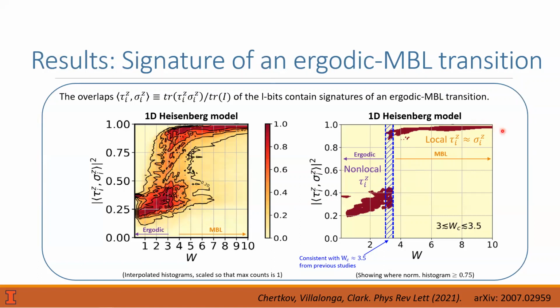And so you can see, as I was saying, basically all the L bits here, all the tau iz operators, are basically sigma iz. The overlap is basically 1. And then abruptly at some disorder strength, there's some kind of abrupt change where suddenly all of the operators are non-local and are not just sigma iz plus corrections. We could see this empirically, and it seemed to align very well with where the transition is expected to happen in the 1D Heisenberg model. So we take this as an indicator of an MBL transition.